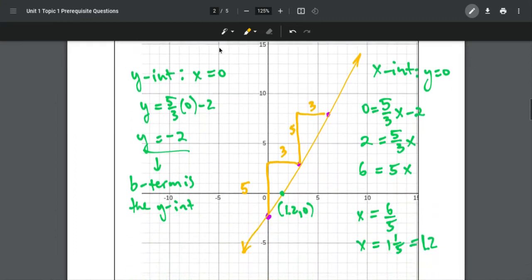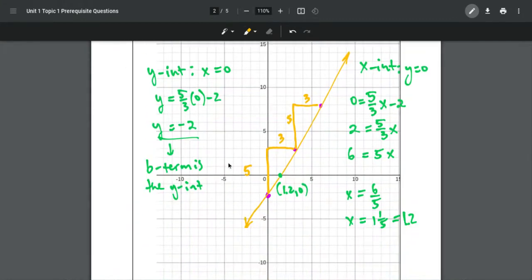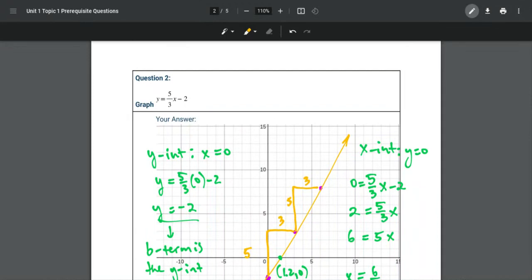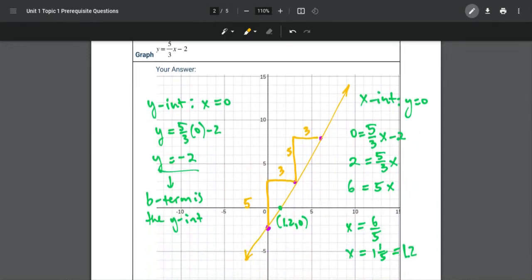So what you want to do is start with the y-intercept at -2. That's the purple little dot. And then you want to go 5 up, 3 to the right, 5 up, 3 to the right. That's what the little triangles look like. Now, obviously, as soon as you have plotted a couple of points, you can just connect them and graph your line.